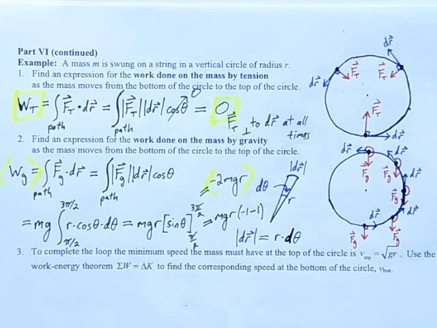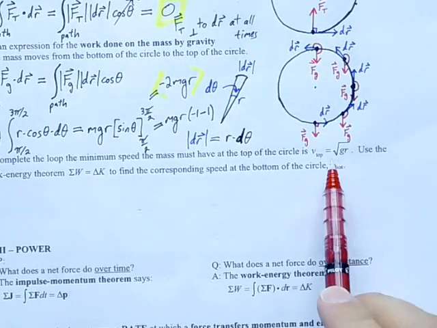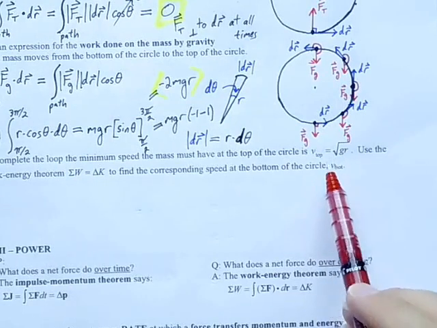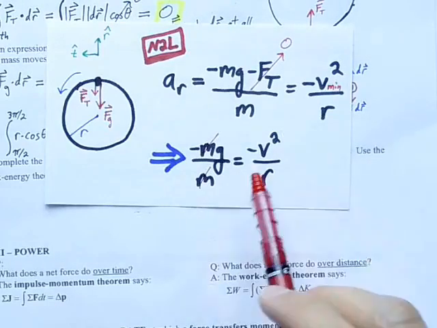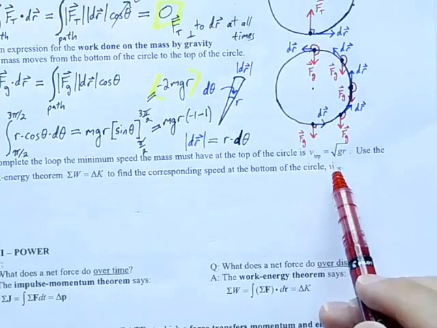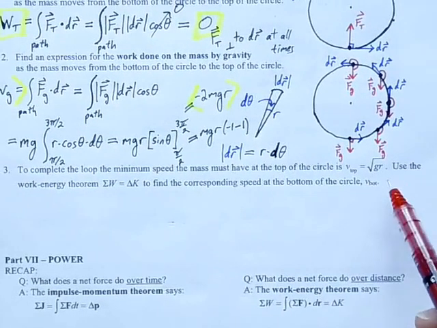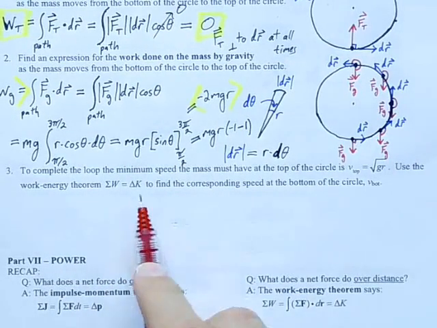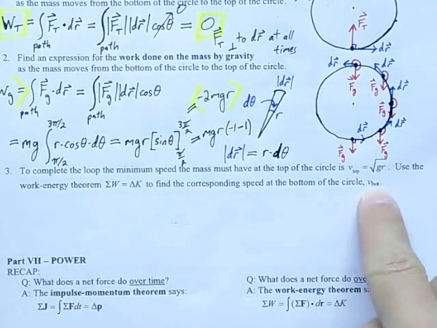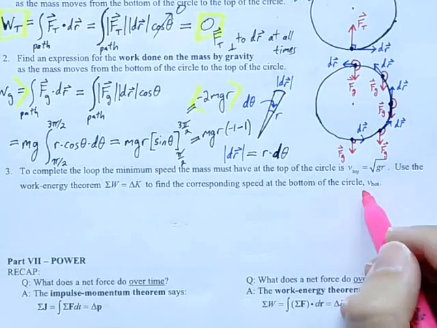That's something you should be able to rederive quickly. So I recommend you both have this result memorized for handy use and be able to run through this dynamics argument to quickly rederive that result. So that comes from dynamics. Now I want to use the work energy theorem to find the corresponding speed at the bottom of the circle.